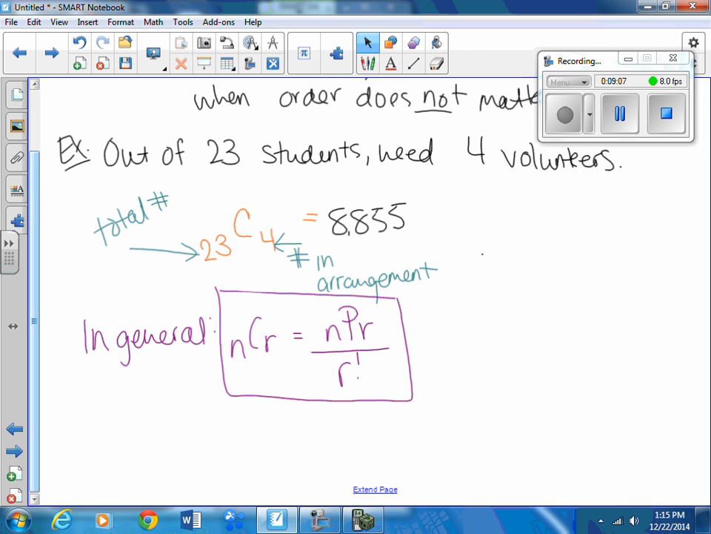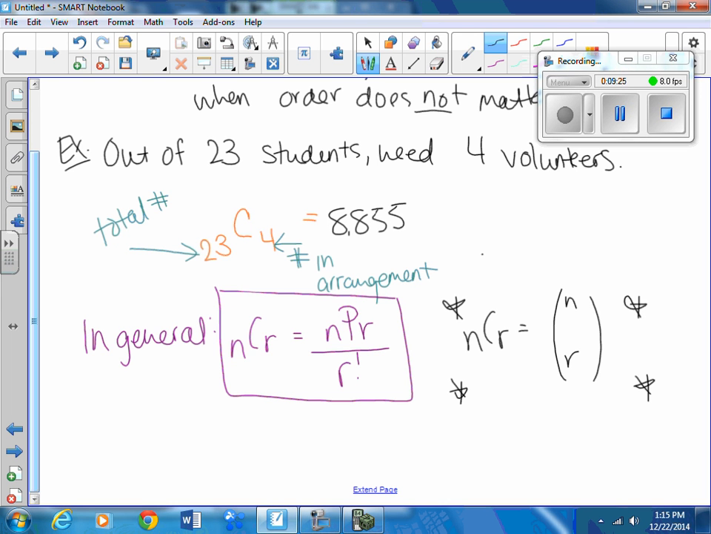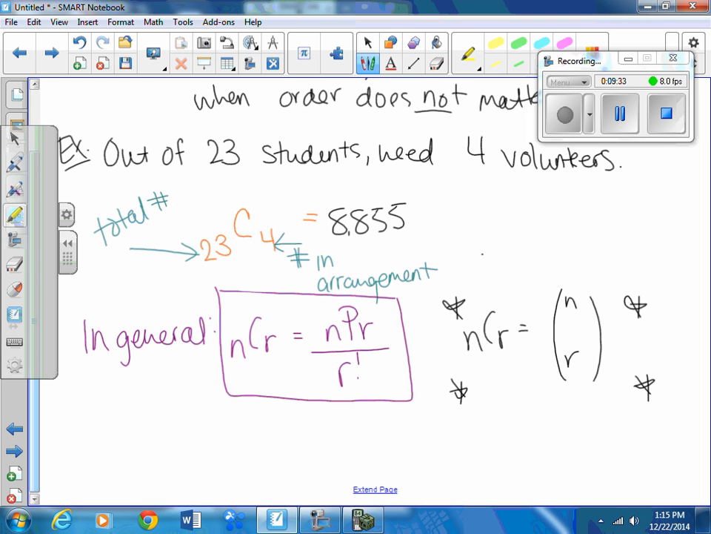The one thing that we do need to point out is that sometimes we use a different kind of notation for combinations. There is this n choose r, and I don't know why, but sometimes they also do these big parentheses with the n on top and the r on the bottom. This is not a fraction. There is no fraction bar in between here. But these both mean n choose r.